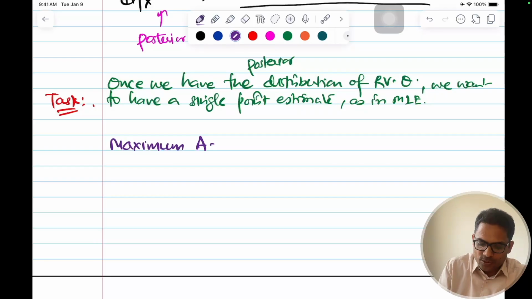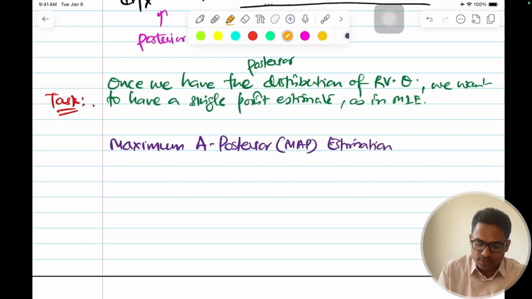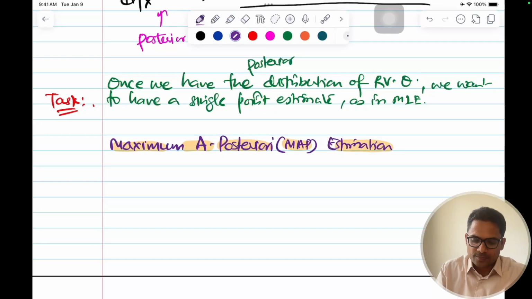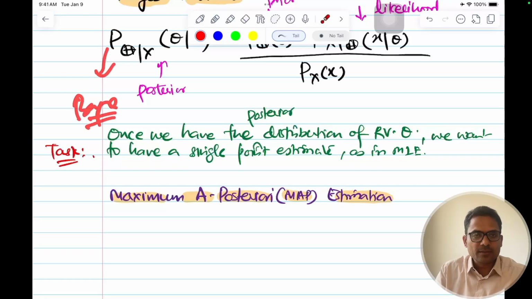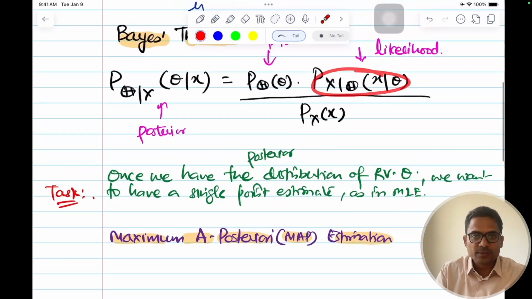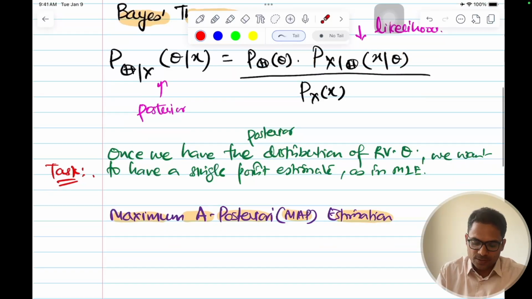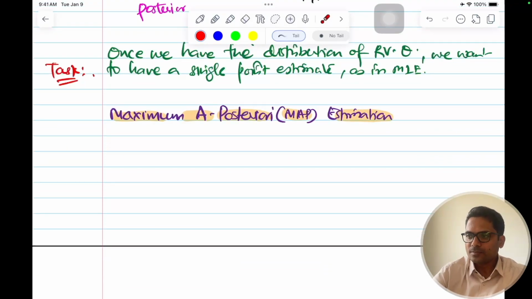By now you must have understood the meaning of a posteriori. I'll write it in brackets here itself, MAP. A posteriori means after we have got the posterior. So this estimation we get after we have got the posterior distribution using the Bayesian approach. We have a prior, and then we have the initial likelihood, and all these calculations we have seen in the last video. So once we have that, how do we do this?